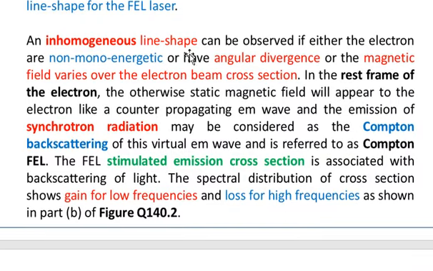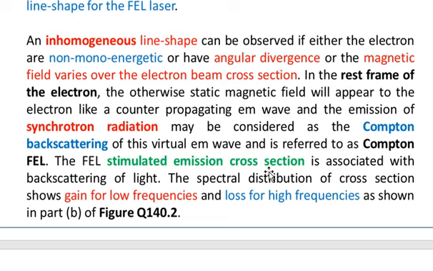An inhomogeneous line shape can be observed if either the electrons are non-monoenergetic or have angular divergence, or the magnetic field varies over the electron beam cross section. In the rest frame of the electron, the otherwise static magnetic field will appear to the electron like a counter-propagating electromagnetic wave, and the emission of synchrotron radiation may be considered as the Compton backscattering of this virtual electromagnetic wave, and is referred to as the Compton FEL.